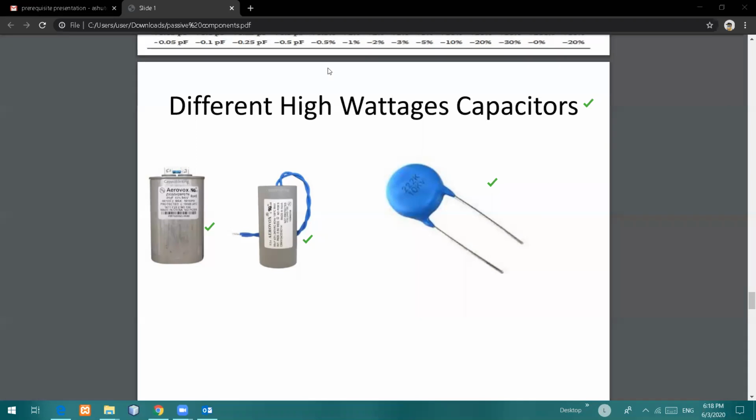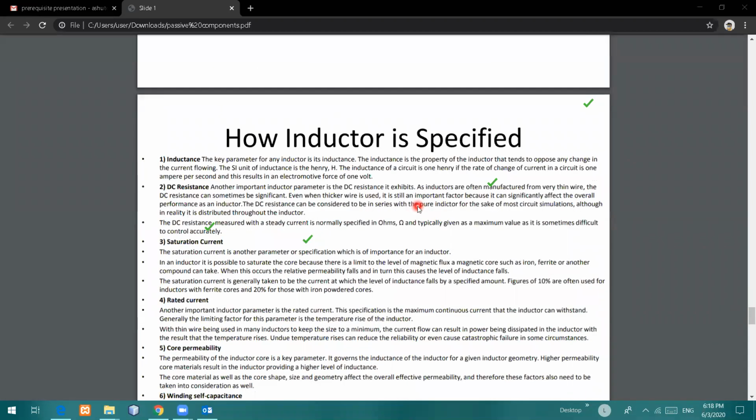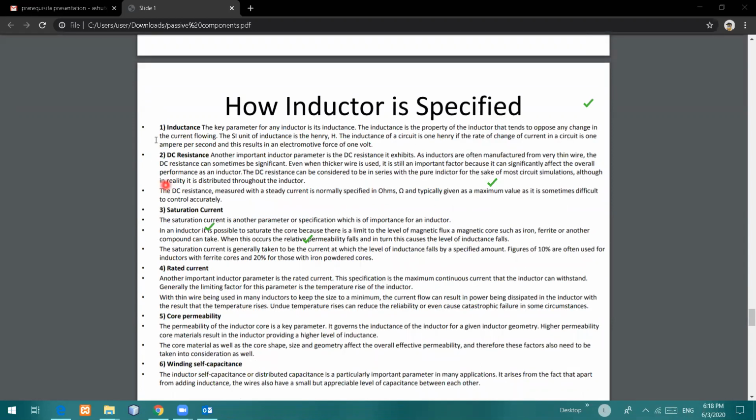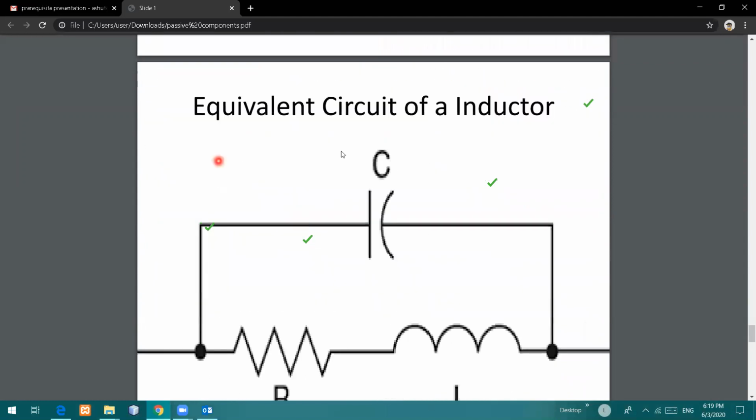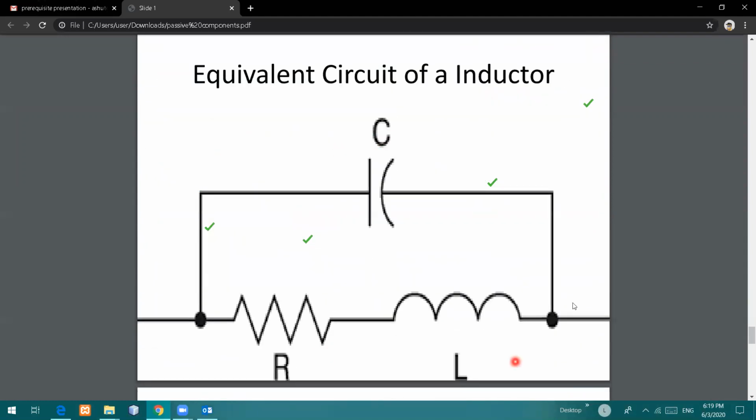Let us go ahead. Now similarly, how is inductance specified? It is specified by inductance, DC resistance, saturation current, rated current, core permeability and winding self resistance. You can read all this content; it is self explanatory. And then the equivalent circuit of the inductor is C, R and L. All three elements are available in the single inductor, with internal capacitance and resistance, and this is the equivalent circuit of the inductor.